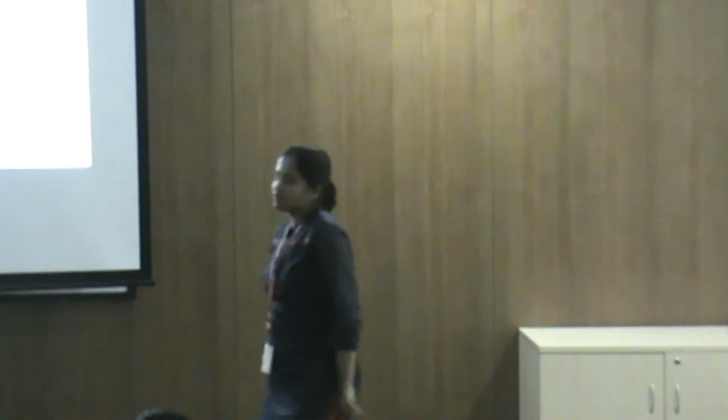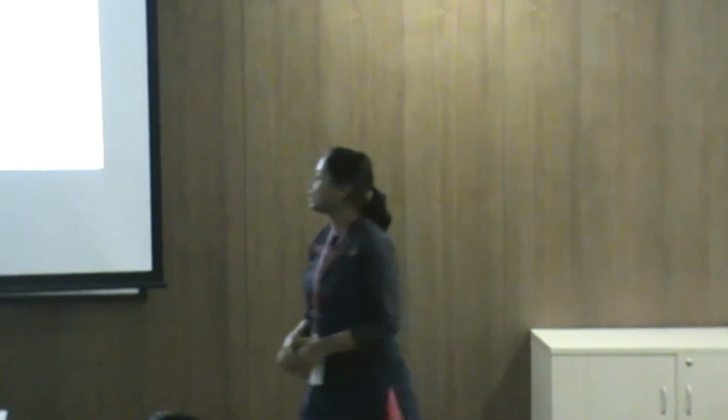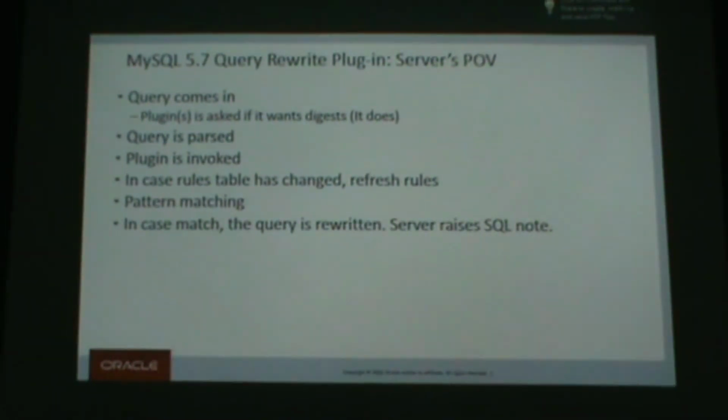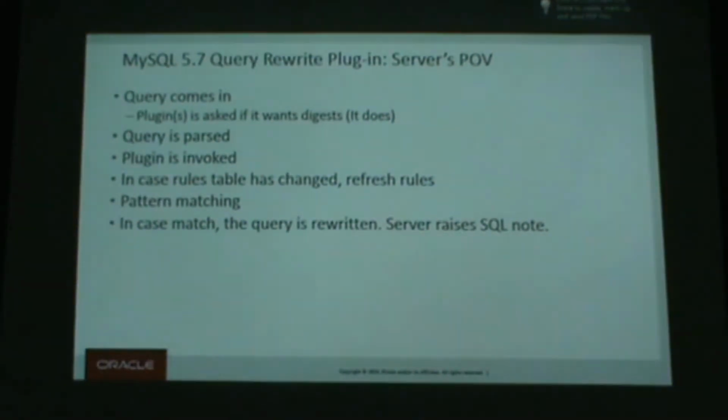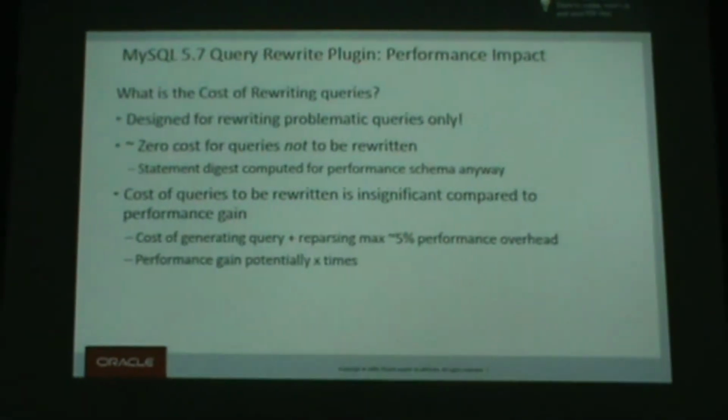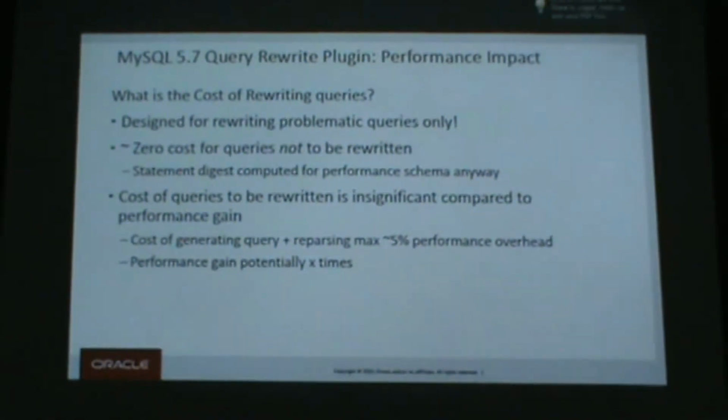So what has changed from the server's point of view with respect to the query rewrite plugin? The query comes in, and the server asks the plugin whether it wants a digest. If requested, it generates it, and then the query is parsed, the plugin gets invoked, and the pattern matching happens. If there is a match, the query gets rewritten. There is no additional overhead for queries which are not rewritten. There is a performance overhead only for those queries which need to be rewritten.